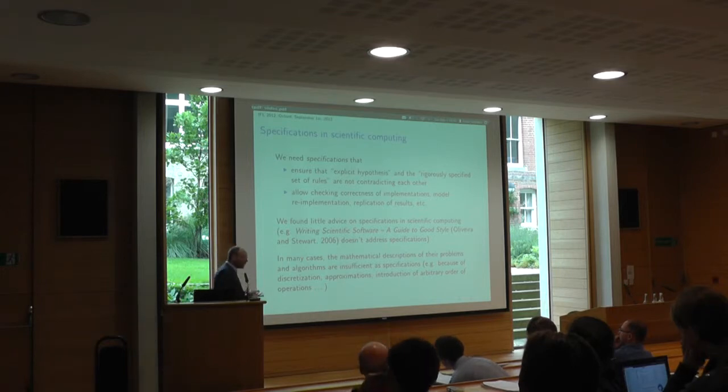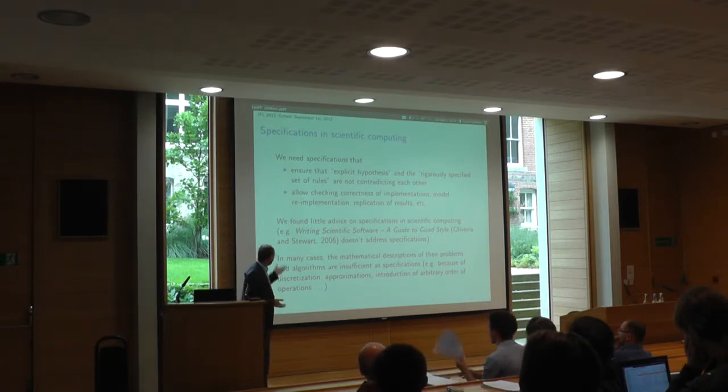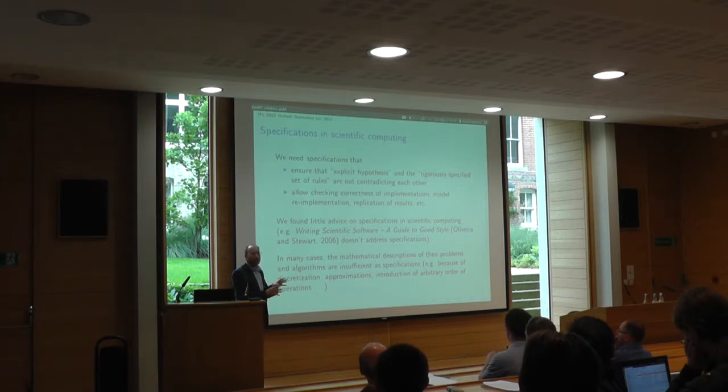So we looked around in the literature, right? There's, for example, this big book, Writing Scientific Software, A Guide to Good Style. It doesn't mention specifications, right? Maybe they're not good style. The problem is, I think I know why. It's because the mathematical description serves as specification. But as we've seen, it doesn't do the job.